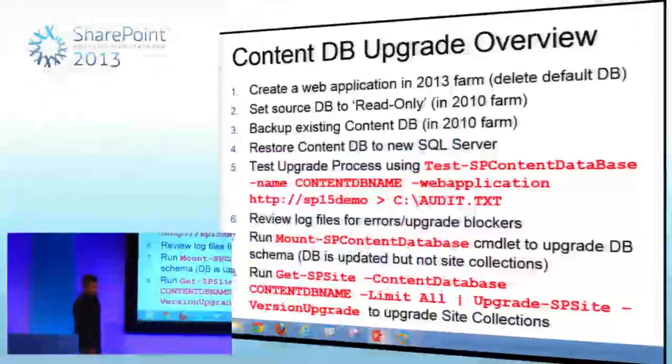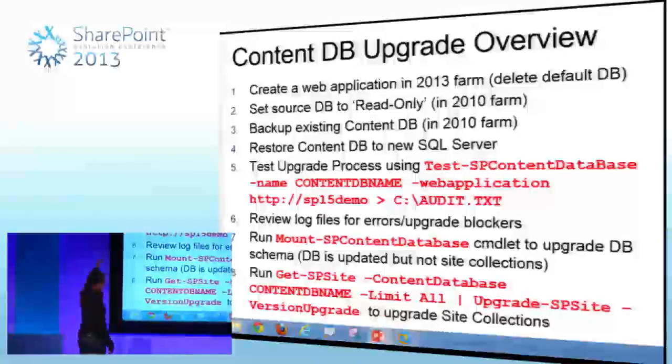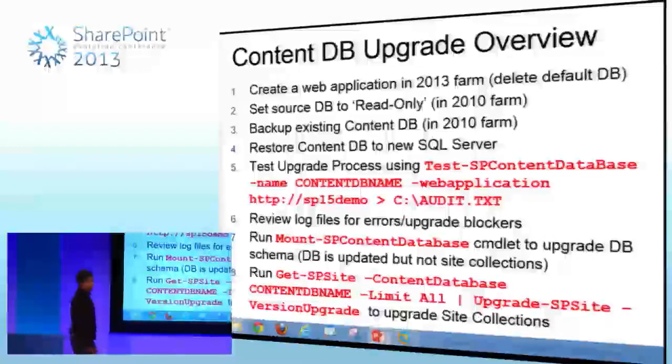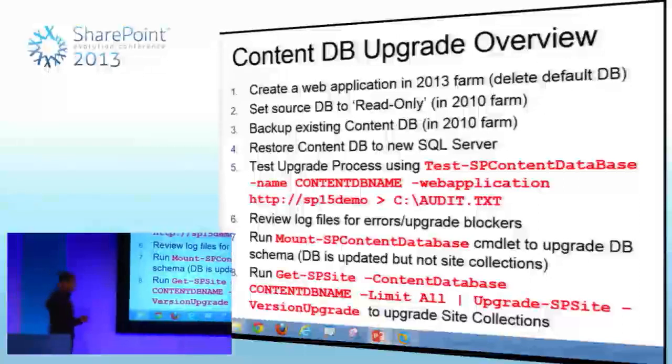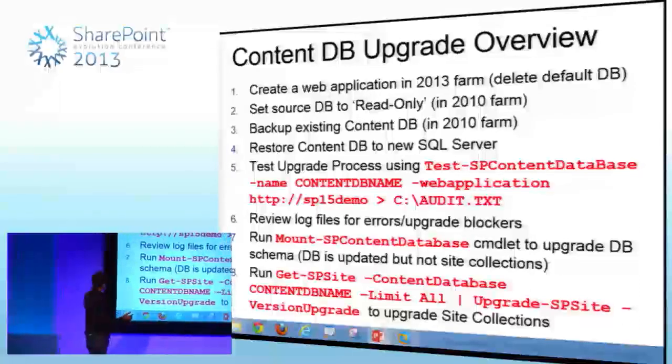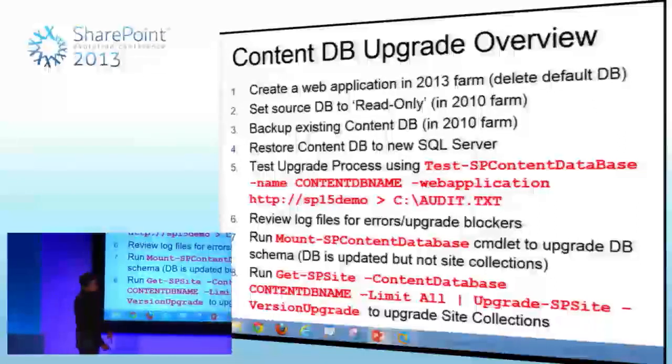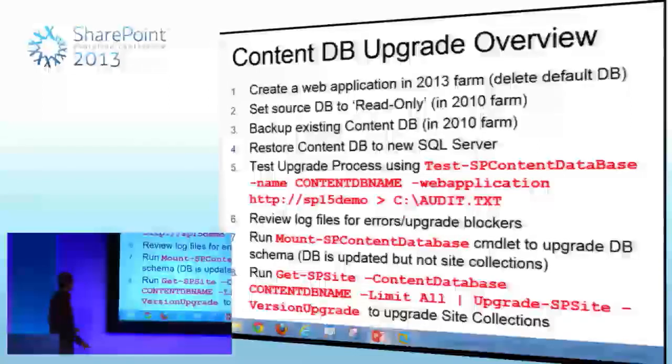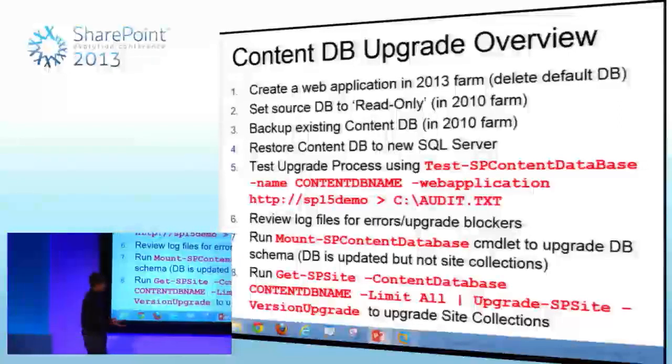Essentially that was the demo that I'm showing. These are the steps involved, so that you've got a reference point if you want to test it out. You create a web app in 2013, delete the default DB that gets created with the web app, set the source DB in the 2010 farm to read-only. Before you detach it from SQL, make sure it's read-only, then back up the database, bring it over to the new SQL box, restore it, and test the upgrade process, which I showed you how to do. Output it to a text file, start reviewing the log files, and then run Mount-SPContentDatabase. That is the point where the DB is updated, but not the site collection.